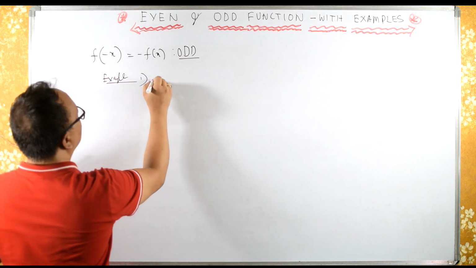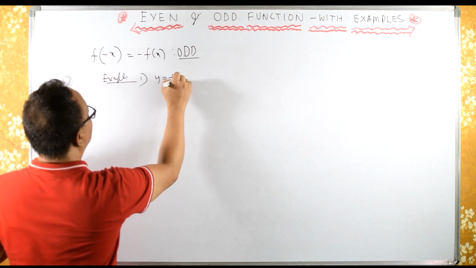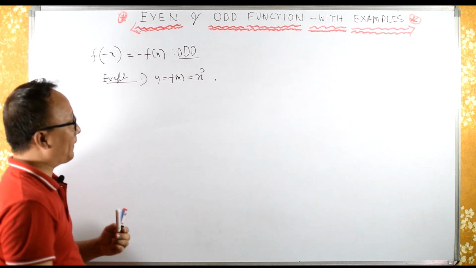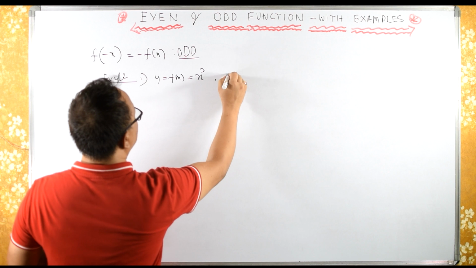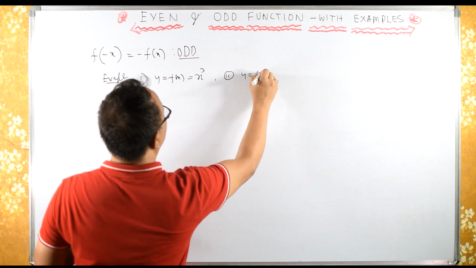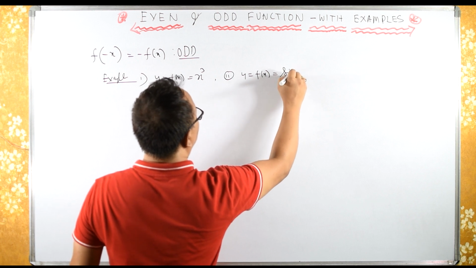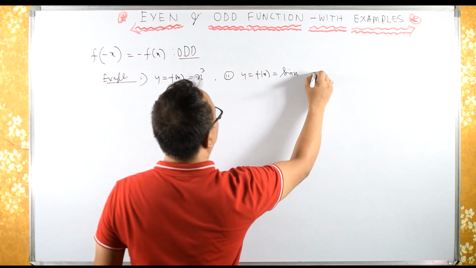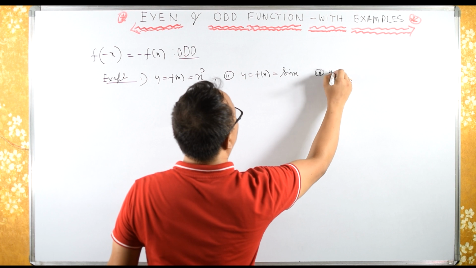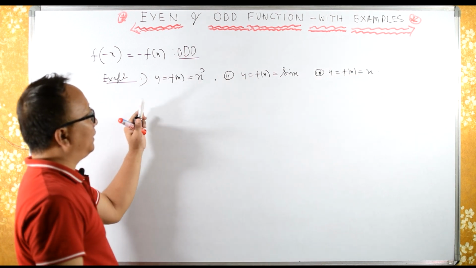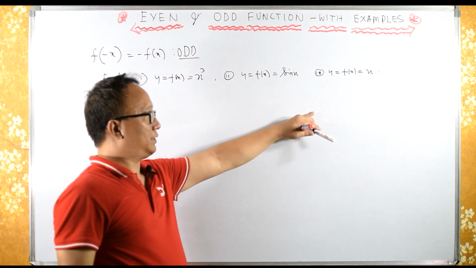Example 1: y equals f of x equals x cube. And let's take another example: y equals f of x equals sine of x. And 3: y equals f of x equals x. Let's see why these are odd functions.